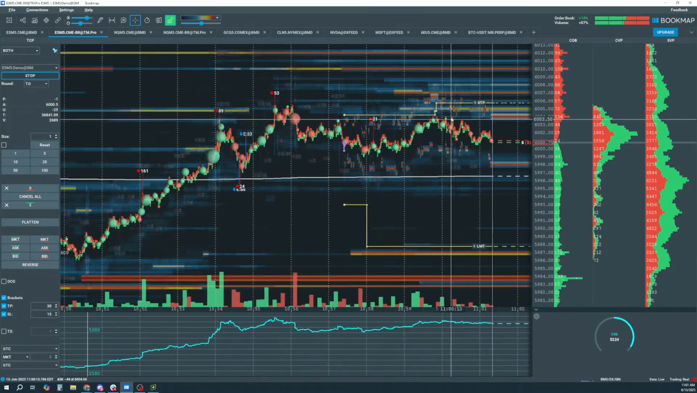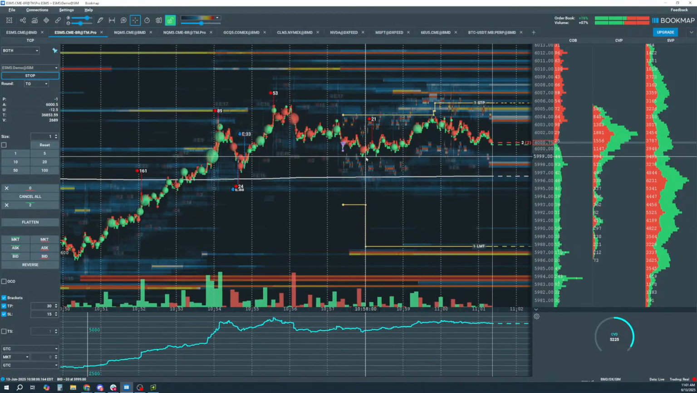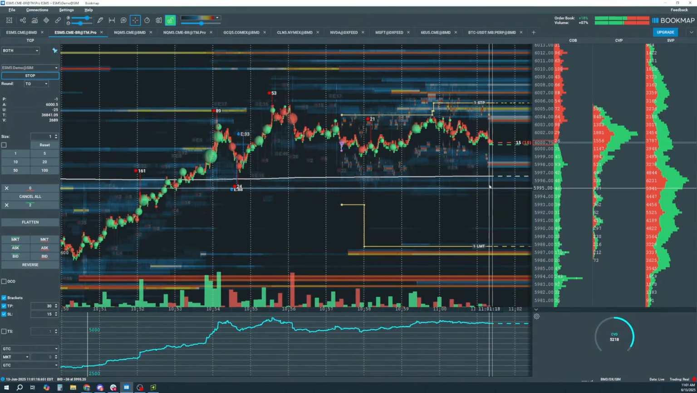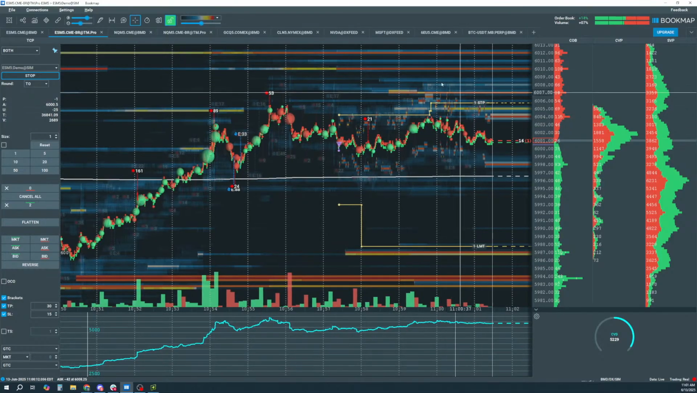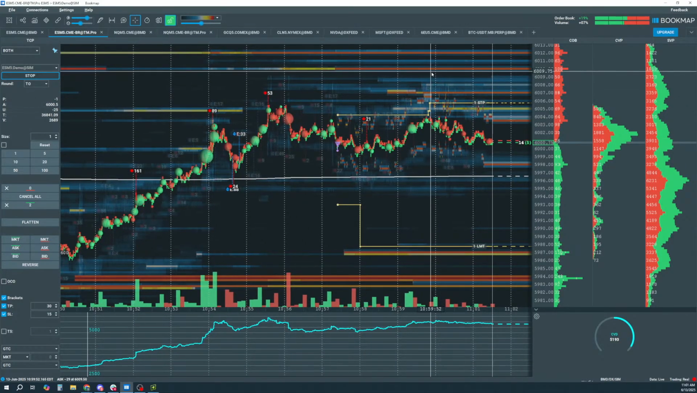Let's see if these sellers trade it back down to here, or the swing here, or VWAP in here. That's what I'd be looking for right now. Let's see if they can muster that.